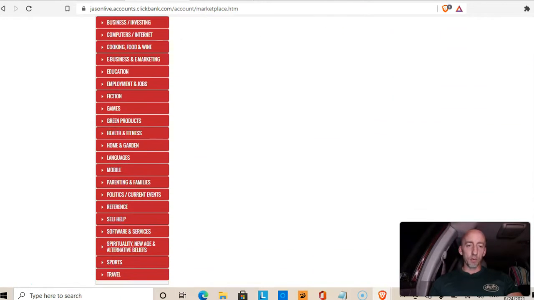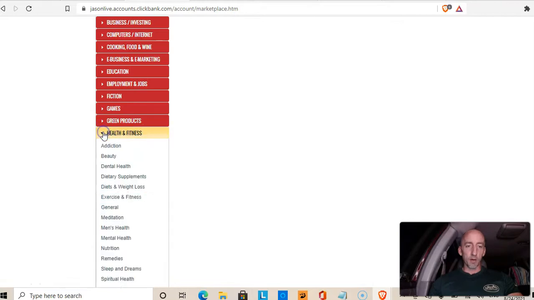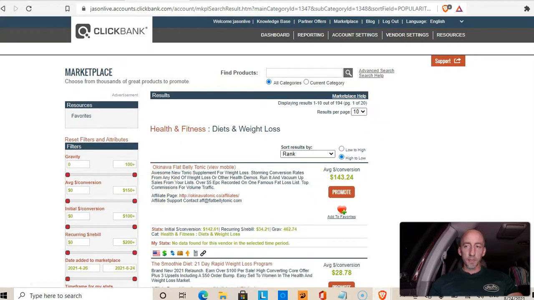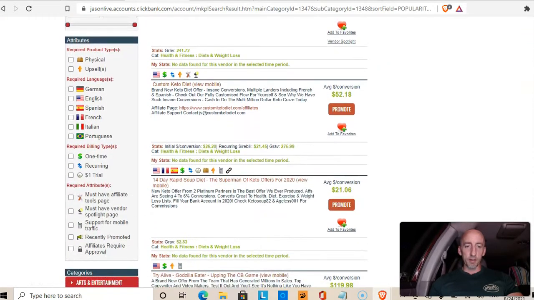We wanted keto, so we go to health and fitness, diets and weight loss. You're probably going to find something coming up here. The top one here is Custom Keto Diet, which is a fairly popular one that has a super high gravity. Right here, it says 275. Being that it has a gravity score of 275, that would mean it's a little high in the competition area. You want something between 50 and 200. It's basically a really high seller, and there's a lot of competition. But you keep looking, and you'll find something out there that you want to use.